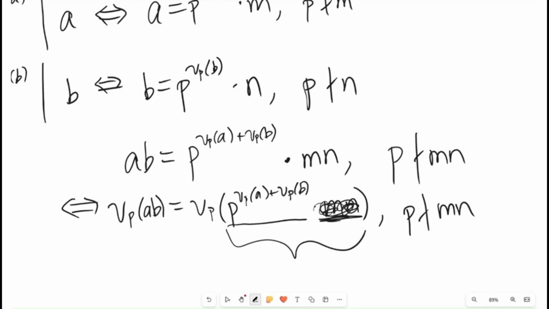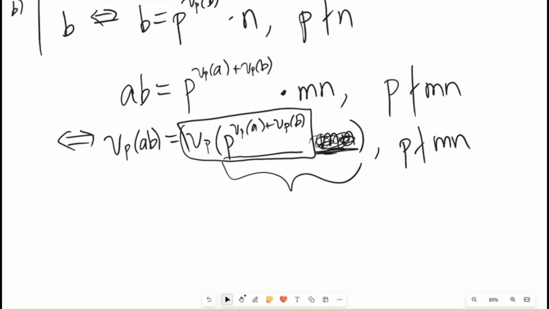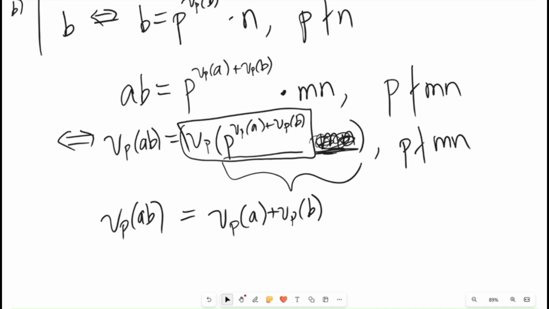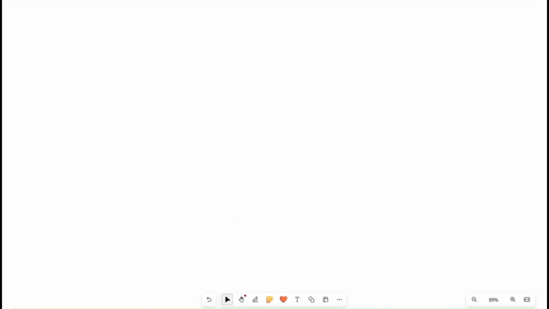And this whole expression over here is obviously just Vp of A plus Vp of B, because the largest exponent of a prime that divides a prime to the power of some exponent is just that exponent. And again, the left-hand side is Vp of AB. And so we're done.